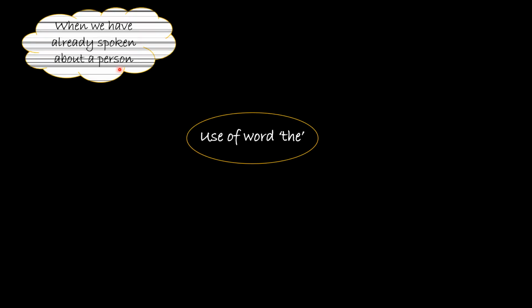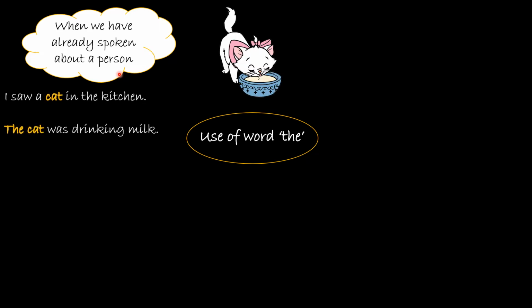So students, now let us learn about the use of the word the. The first rule is when we have already spoken about a person, place or a thing. In this sentence, we are talking about a cat. In the first sentence, I have written, I saw a cat in the kitchen. And in the second sentence, I have written, the cat was drinking milk. Though I am talking about the same cat, the difference is that in the first sentence, because I saw that cat for the first time, I have used a, and in the second sentence, because I have already spoken about that cat, I used the.